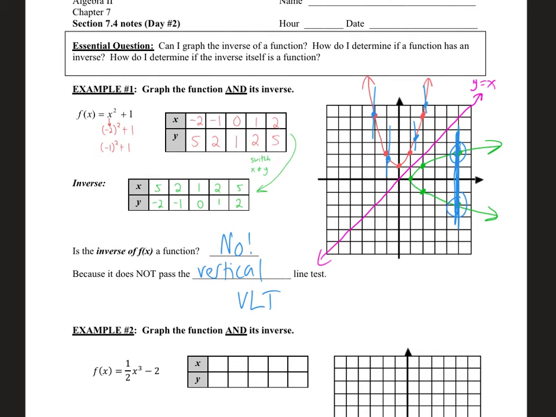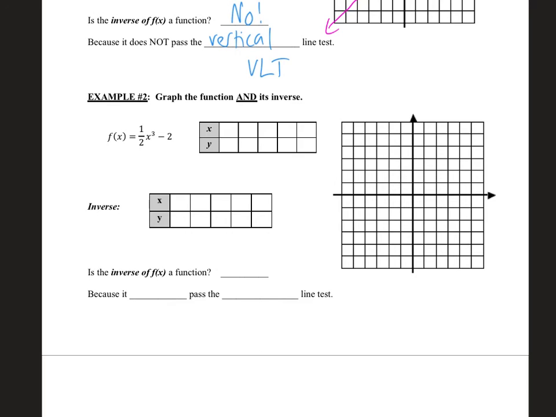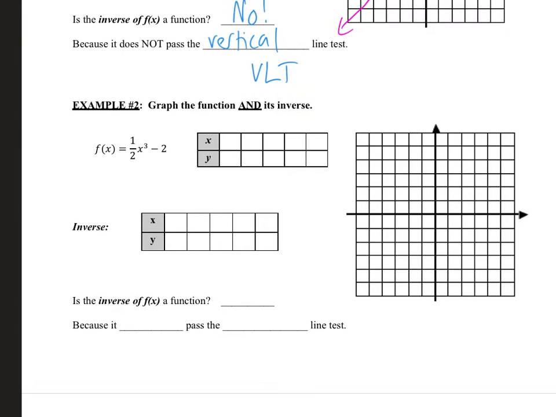Okay, let's do example 2 now. We have a little bit harder one here. It says graph the function and its inverse. We have f of x equals 1/2 x to the third minus 2. And let's make sure we draw our y equals x line right here. This is y equals x.